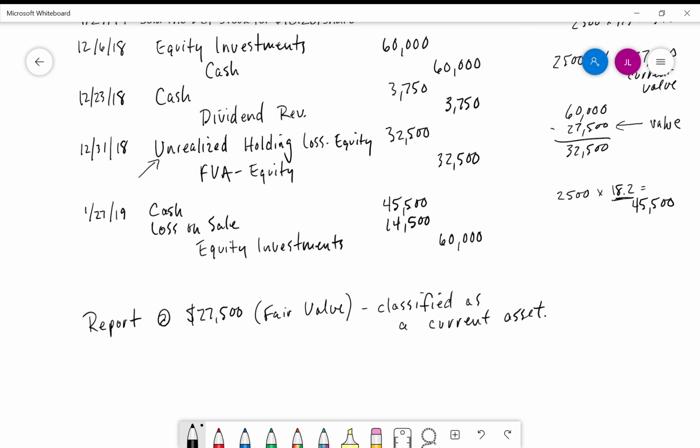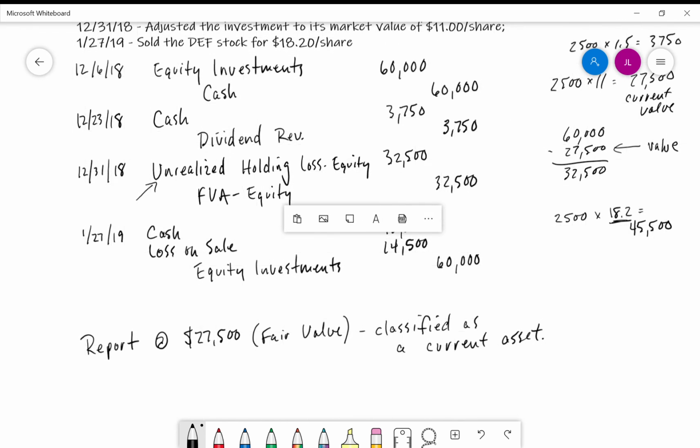So I hope this helps a little bit with classifying and journalizing equity investments. I will see you next time.